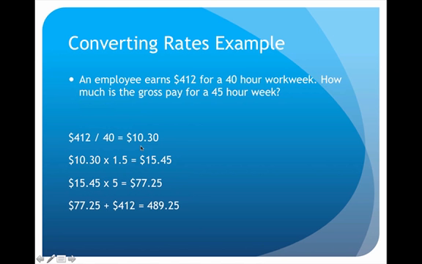So once I know that, then I can figure out the overtime rate. That $10.30 an hour times 1.5 means that they will earn $15.45 for every hour of overtime. That overtime rate times the 5 extra hours is $77.25, and then we tack on the initial $412 for a total of $489.25. So that's a similar example, but just slightly more complex because the information was not given to us in the traditional format.